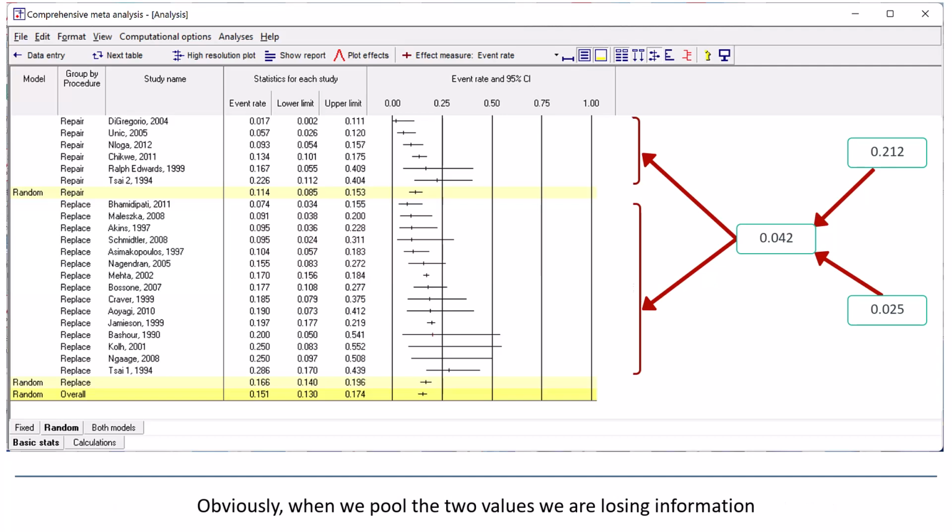Obviously, when we pool the two values, we're losing information. That is, if the variance in effects for this kind of study is actually greater than the variance in effects for this kind of study, we lose that information when we pool. However, the amount of error that we introduce by pooling is likely to be much less than the amount of error we would introduce by estimating tau squared based on only 6 studies. And so this is the option that I've chosen here.